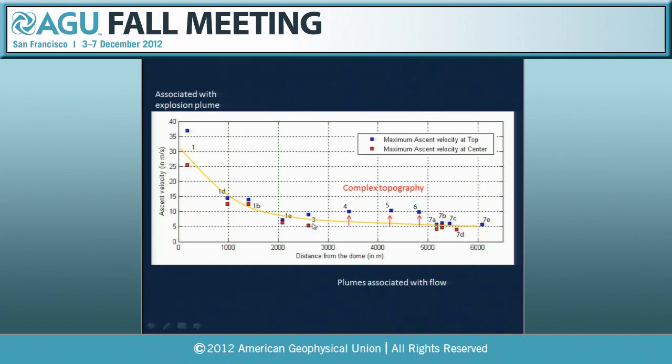The rest of them tend to level off with distance, although I'll point out this group here, which seems to have greater ascent velocities than would be expected from this curve. And again, in this area, the flow is encountering pretty complex topography, and I'll show you a little bit more about that in just a second. I'll say really briefly that there is ongoing work to use some of this data to calculate buoyancies, particle mass fractions, and densities, but that's very much ongoing.